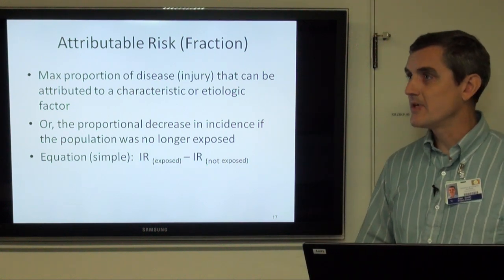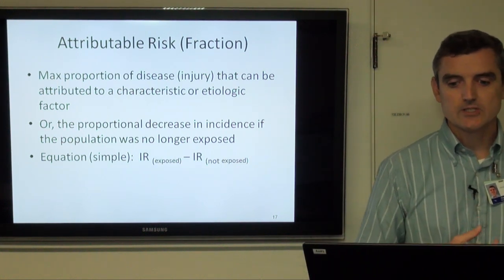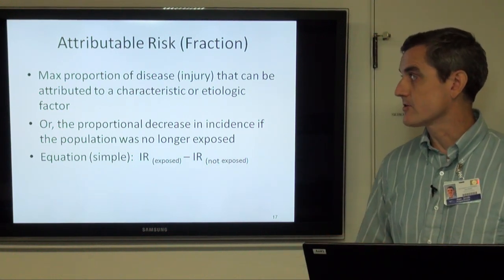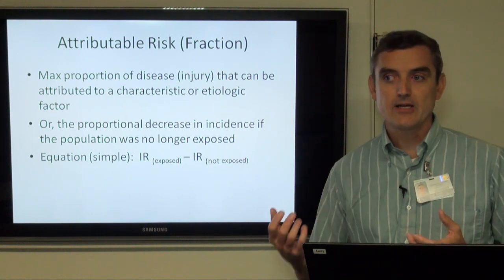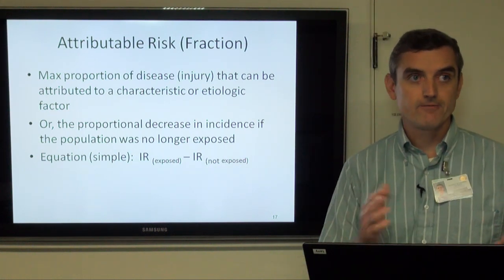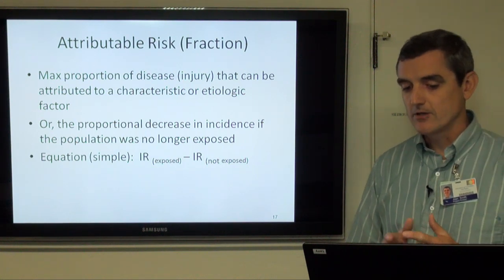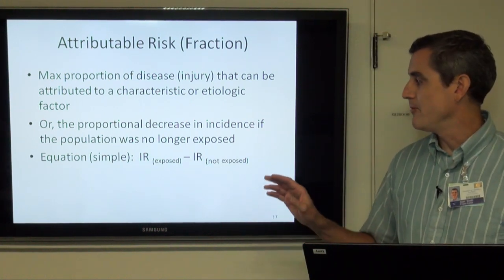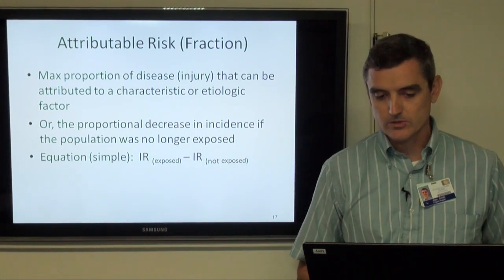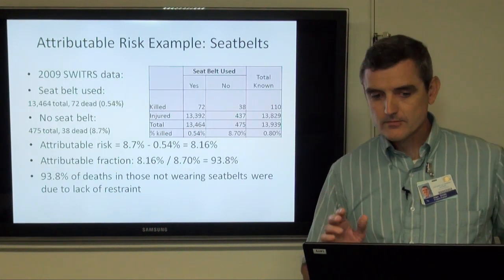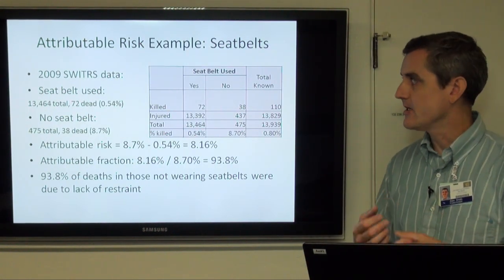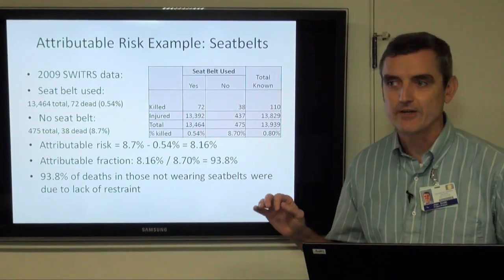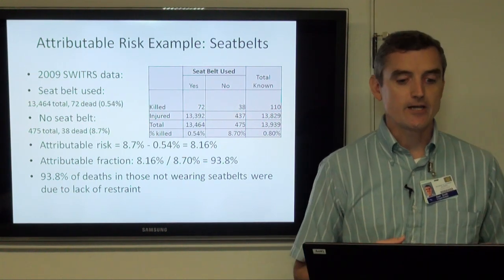The other way of thinking about attributable risk or the risk difference is that proportion of disease that can be attributed to that risk factor, or the amount that can be done away with if that exposure was eliminated. So the equation is just the incidence rate in the exposed population minus the incidence rate in the not exposed. The example we have here actually comes from San Diego County SWITRS data. SWITRS is the Statewide Integrated Traffic Record System. This is car crash data.